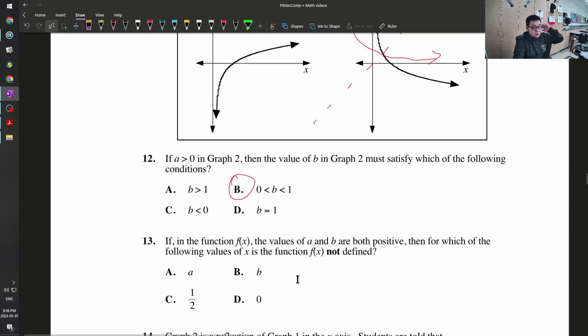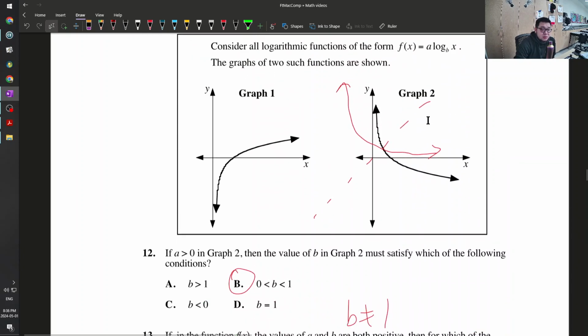Okay, if in the function f of x the values of a and b are both positive, which of the following values of x is the function f of x not defined? So when a and b are both positive, we know that b cannot equal 0. So a can be whatever positive number you want, but b cannot equal 0. Sorry, b cannot equal 1, because if b is equal to 1, the question just kind of loses meaning. So f of what is undefined?